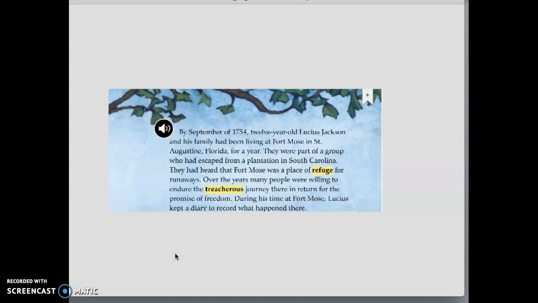Now, you can also say to yourself, okay, if I think that this heard means to listen, could you plug that in? They had listened, heard with their ears that Fort Mose was a place of refuge for runaways. Or would it be a group of animals? What do you guys think? Hit the pause button if you need a couple minutes to think about it. While you do that, I'm going to head back to our chart so we can get ready to put in our answers.